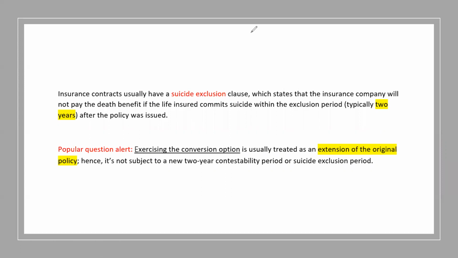Now pay attention to this because it's a very popular exam question. When you convert a term policy to a permanent policy, the 2-year contestability and the suicide exclusion period do not get reset. It's treated as an extension of the original policy.